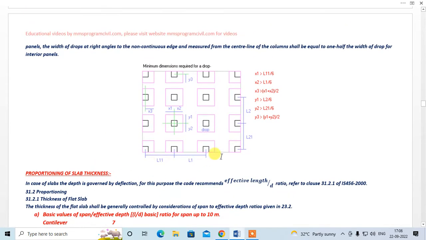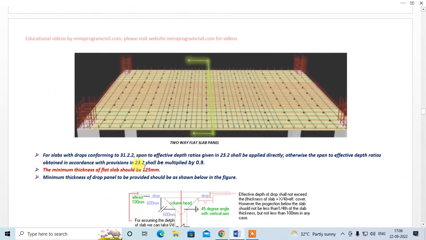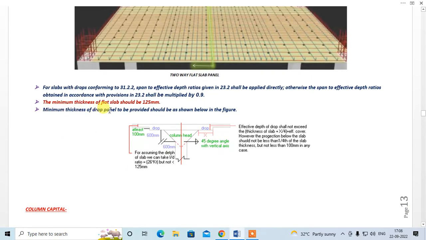Okay, but if you are providing the dimensions of this drop lesser than this, then this has to be multiplied by 0.9. That is what the code says. Okay. The minimum thickness of the flat slabs will be 125 mm. The minimum thickness of the drop panel to be provided should be as shown below in the figure, right?